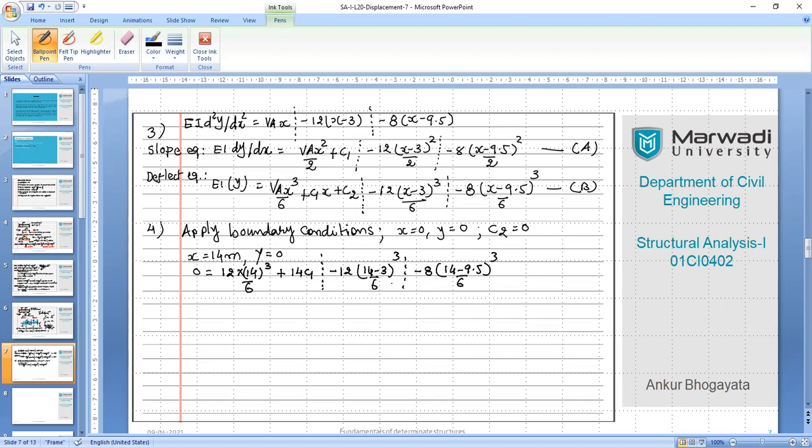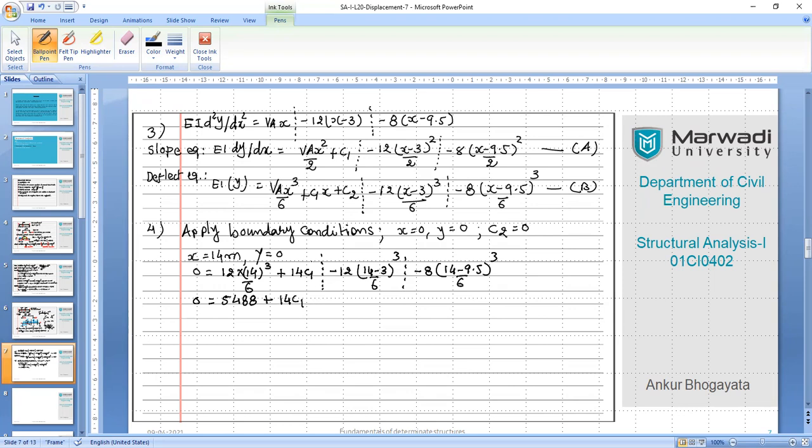Alright, so likewise we can obtain these values. Now let's simplify this and let me do the calculation for you. 14 cubed into 12 divided by 6 gives me 5488, right? It will take some time, but I just want you to have full comfort of learning.